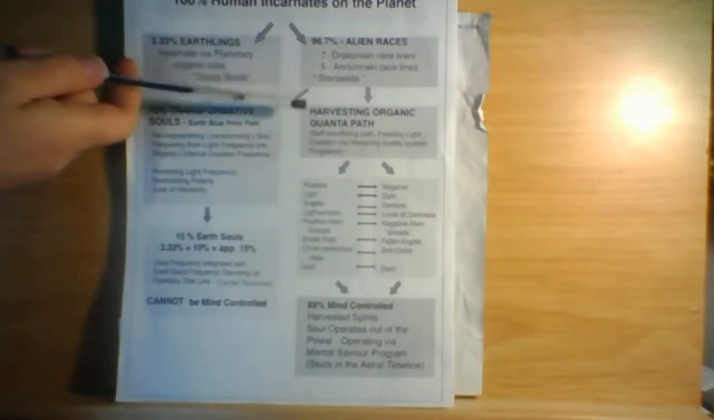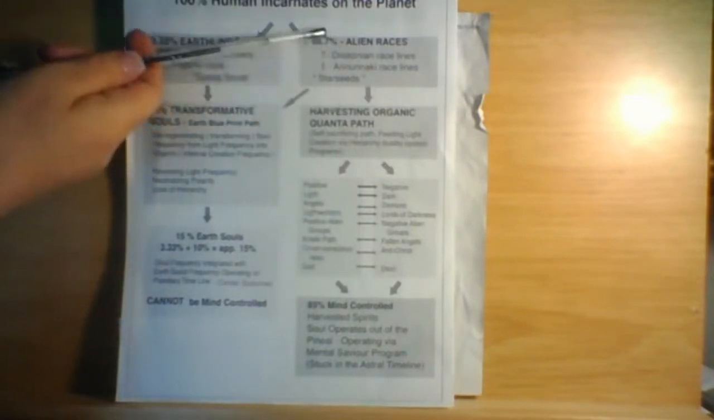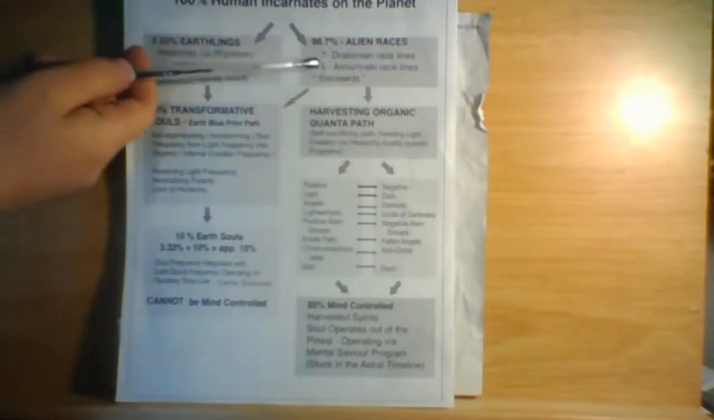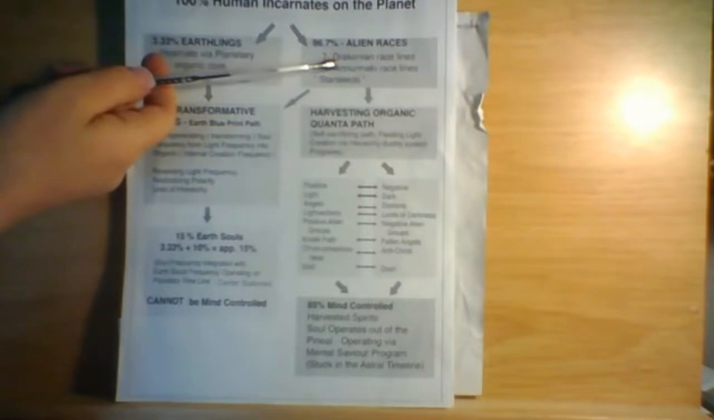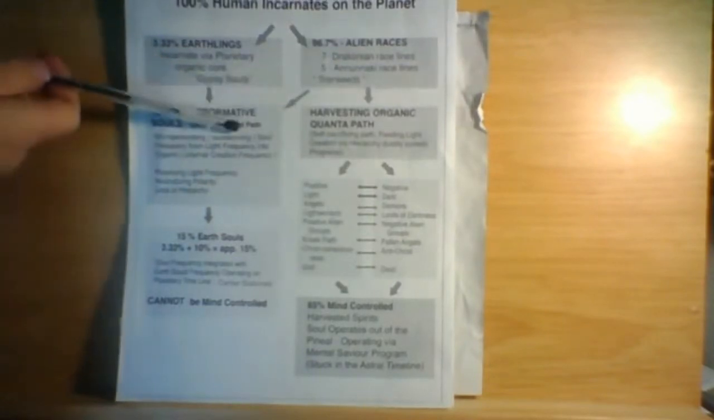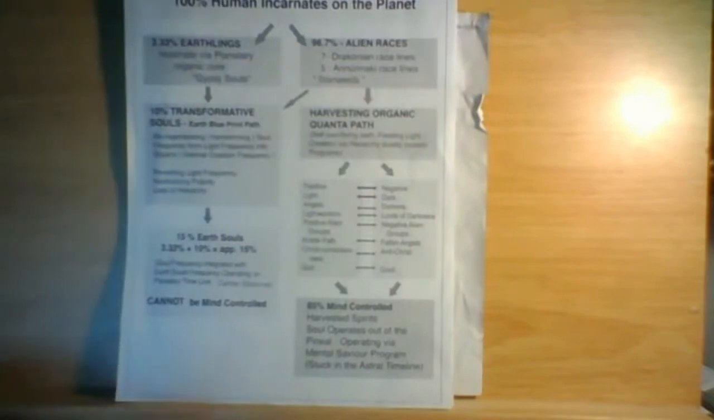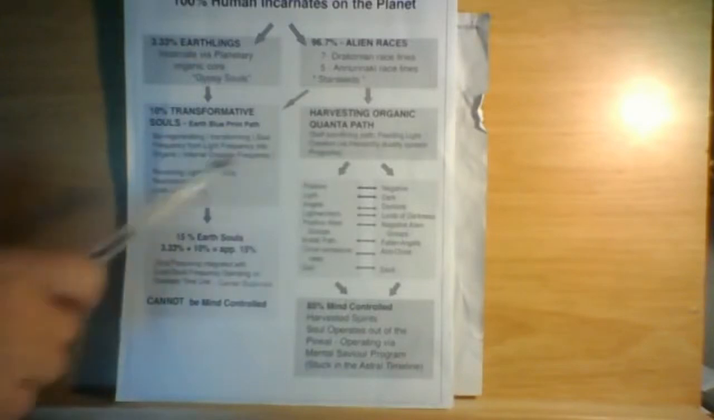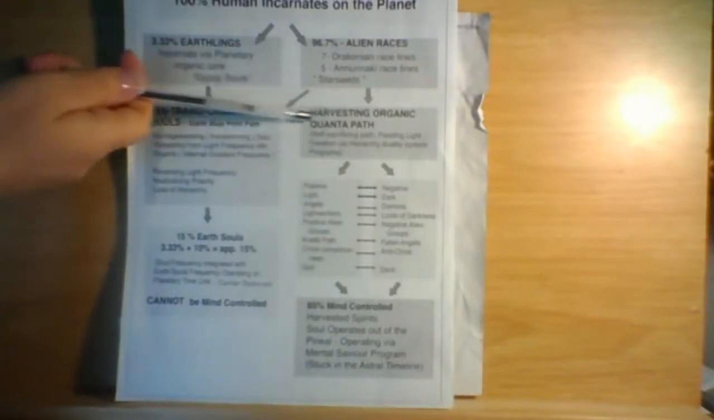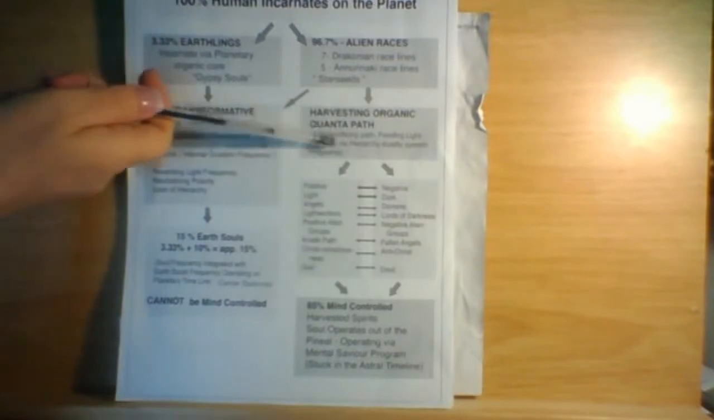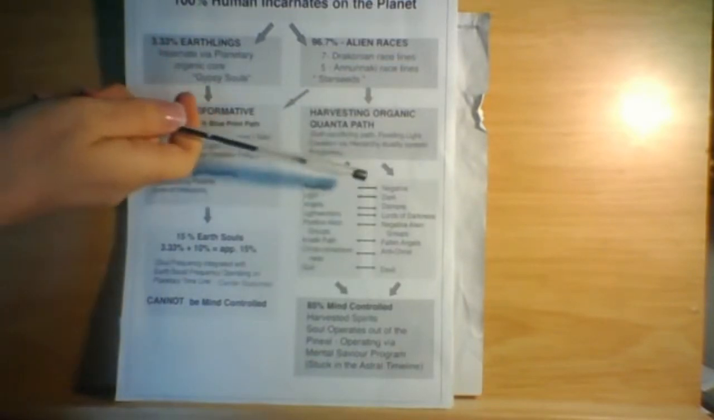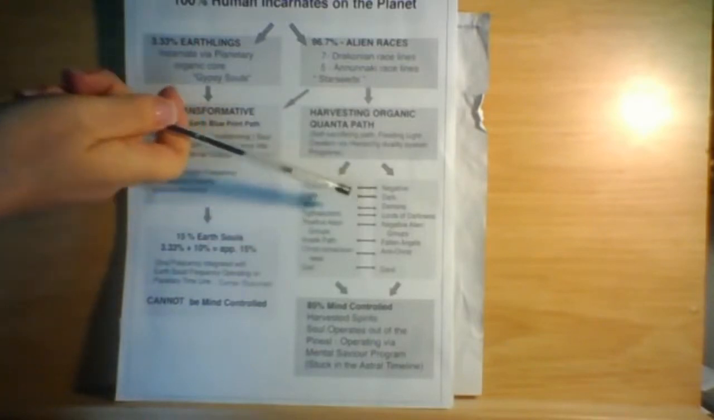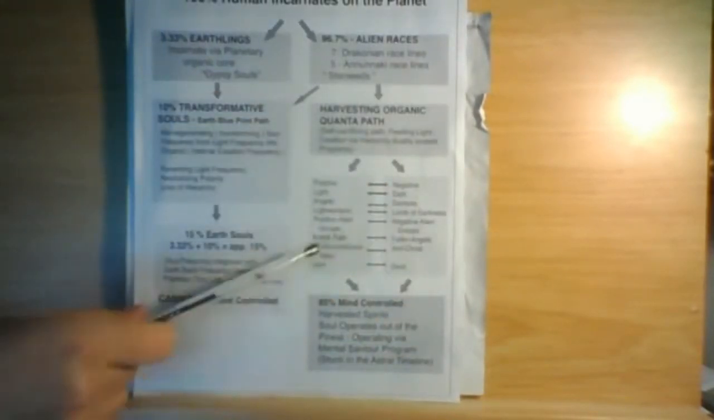Okay? So when we have only 10% out of this 96.7% of souls that come in, only 10% went into this path. Okay? The rest went into the other path. And this is the harvesting organic quanta path. And all of this extreme duality that is created through manipulating frequency. Okay? It creates the opposite, extreme polarity.